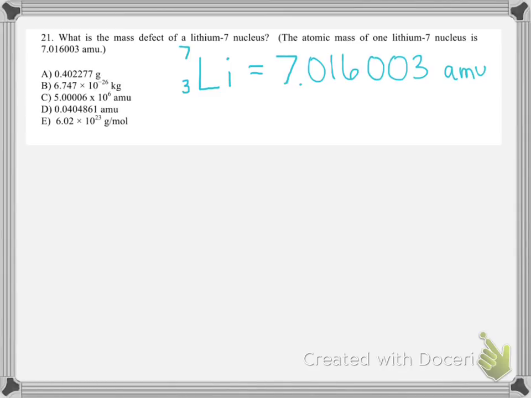Okay, so I've written the symbol for lithium here, and we know that we have 3 protons because of the atomic number. And so that means we're going to have 4 neutrons, because the mass number is neutrons and protons.